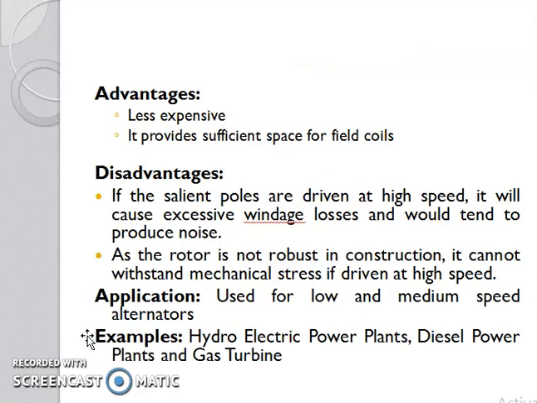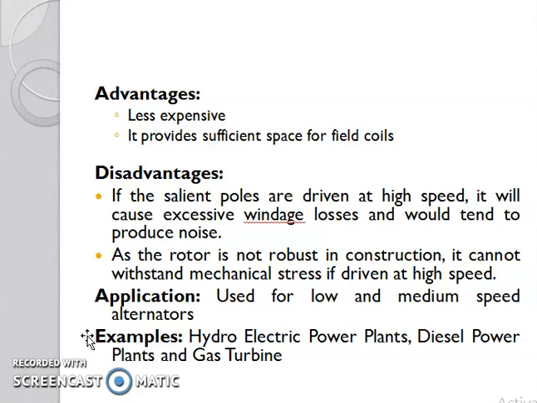The advantages of the salient pole rotor are that it is less expensive and provides sufficient space for the field coils. But the major disadvantages are that salient poles are driven at high speed, which causes excessive windage losses. This may produce some kind of noise in the machine.